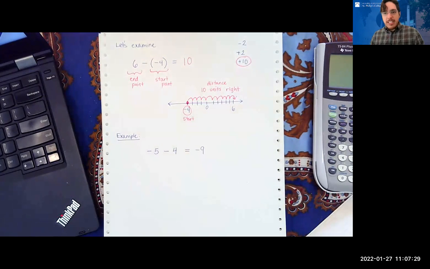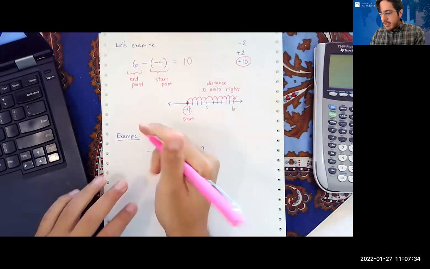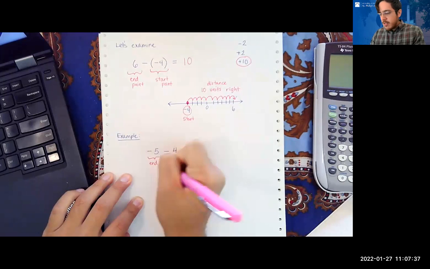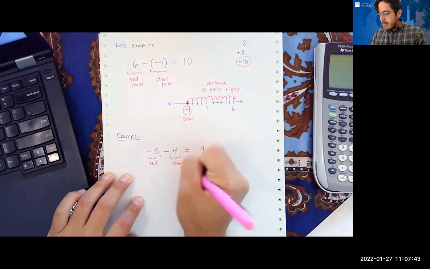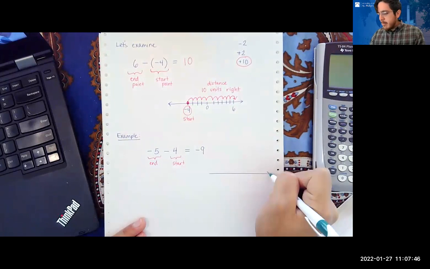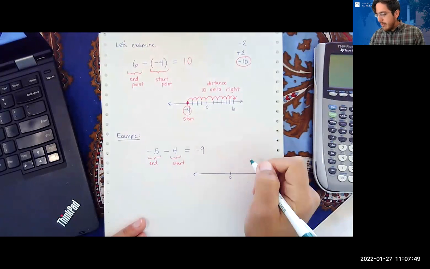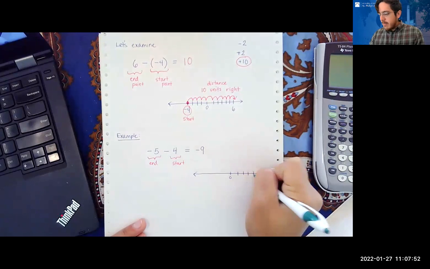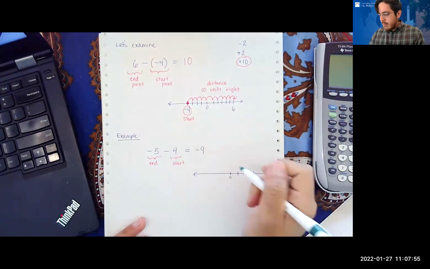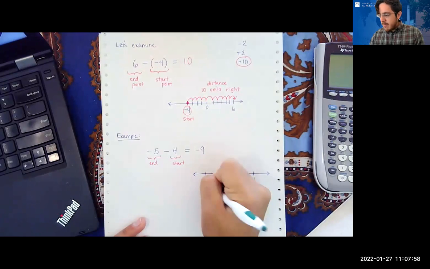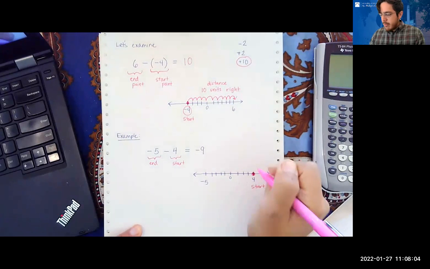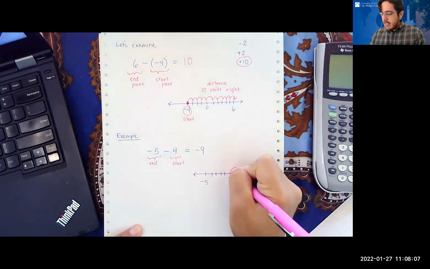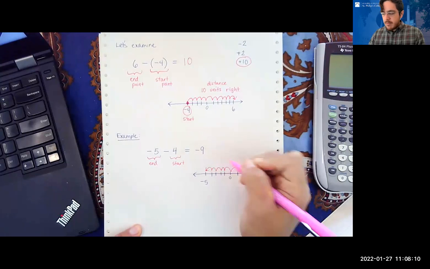Again, subtraction is finding the distance between two numbers. So -5 can be our ending point, +4 our starting point. So if we're looking at our number line, I know 0 is here, I need to get to +4. That's where I'm starting. 1, 2, 3, 4. And I need to get to -5. Well, remember, I'm starting here. And I need to move 1, 2, 3, 4, 5, 6, 7, 8, 9. 9 units in what direction?